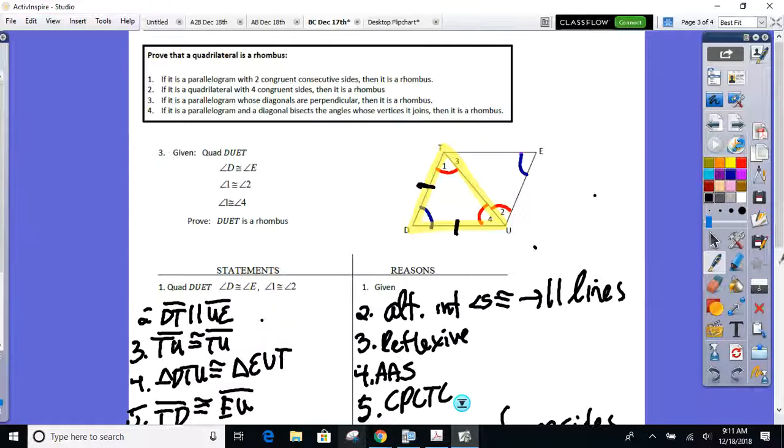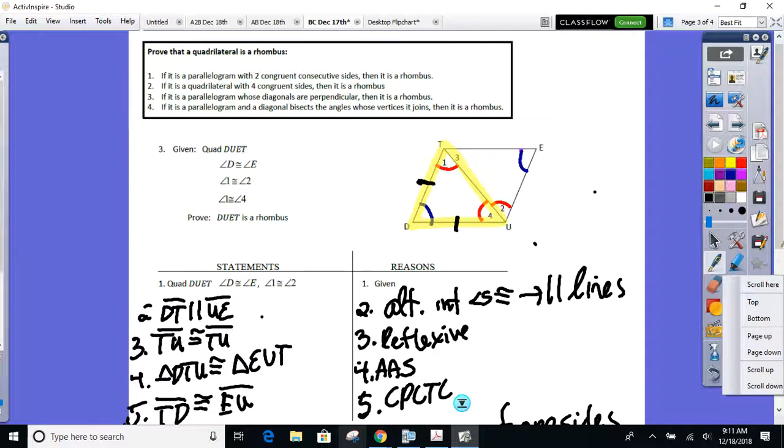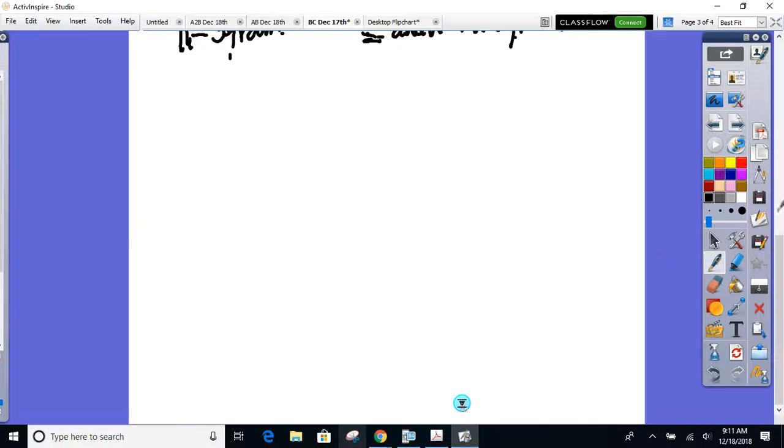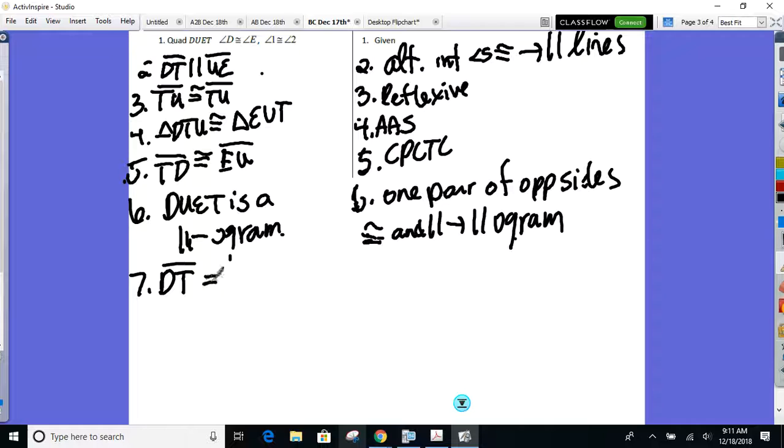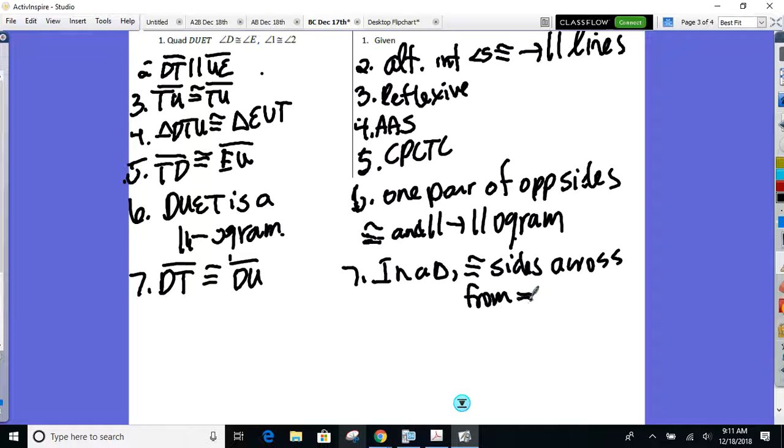DT and DU. In a triangle, congruent sides across from congruent angles. And then DUET now is a rhombus.